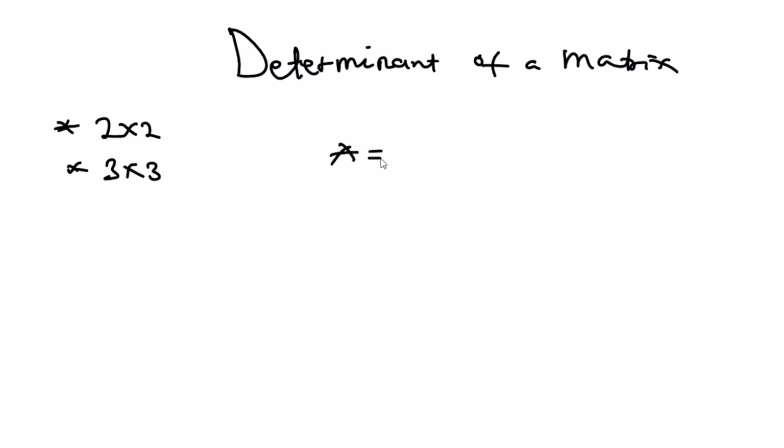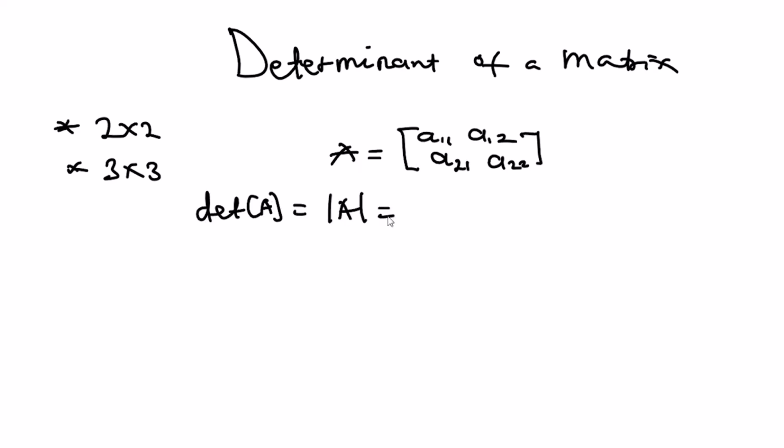So, for example, if I have a 2 by 2 matrix in the form A11, A12, A21, A22, the determinant, which is denoted as det A, is given by the product of the leading diagonal first, A11 A22, minus A21 A12. Yes, so that's how it is being done.